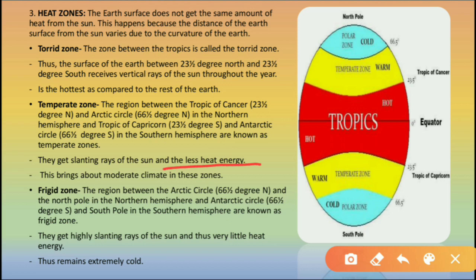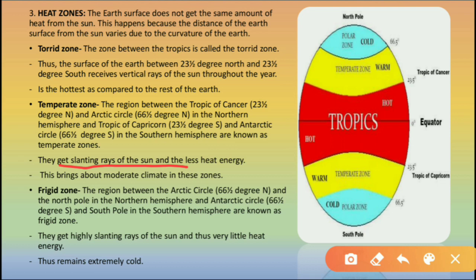less heat energy, meaning they get less heat energy as compared to the torrid zone. The torrid zone gets the highest heat energy because it is the hottest zone, because the sun rays fall directly at the center. But the temperate zone gets less heat energy. Why? Because of the slanting rays of the sun. The sun rays fall slanting. They do not fall directly in the temperate zone. Okay, see the next point.